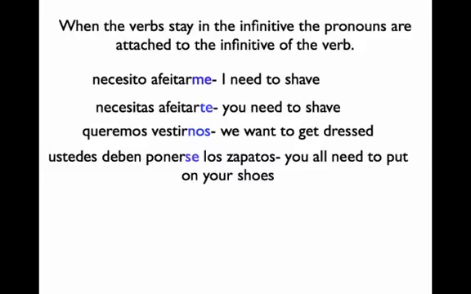When the reflexive verb needs to stay in the infinitive, meaning it has the AR, IR, or ER ending present, what you do with the reflexive pronoun is you attach it to the infinitive of the verb. This is because in Spanish you cannot place a pronoun in front of any infinitive verb.